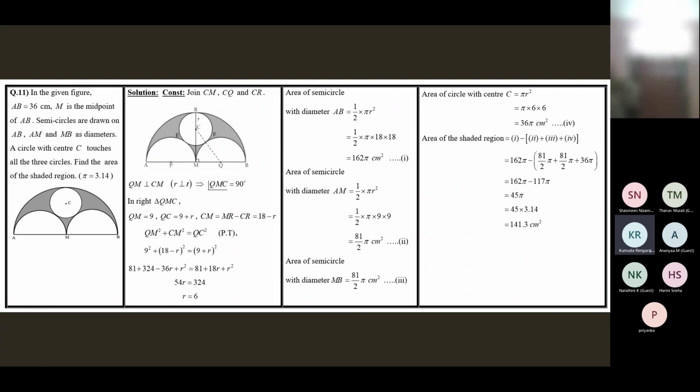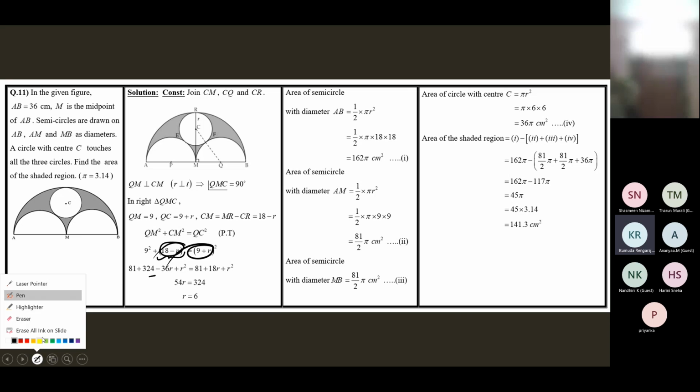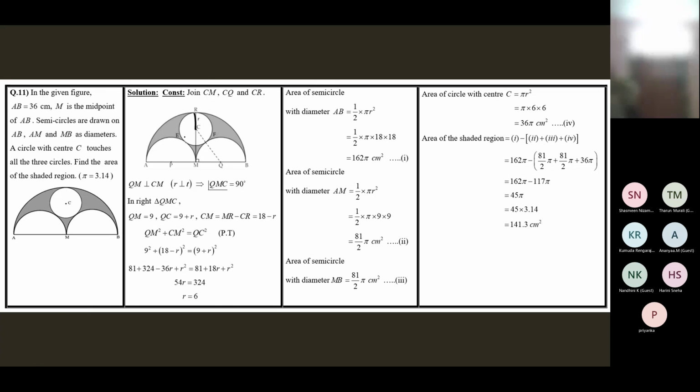Now we use Pythagoras theorem. When you expand this, be careful. A minus B the whole square is A square plus B square minus 2AB. Don't forget the 2AB term. When you work that out, you will get the value of R, the radius of the circle. Then the rest is easy for you.